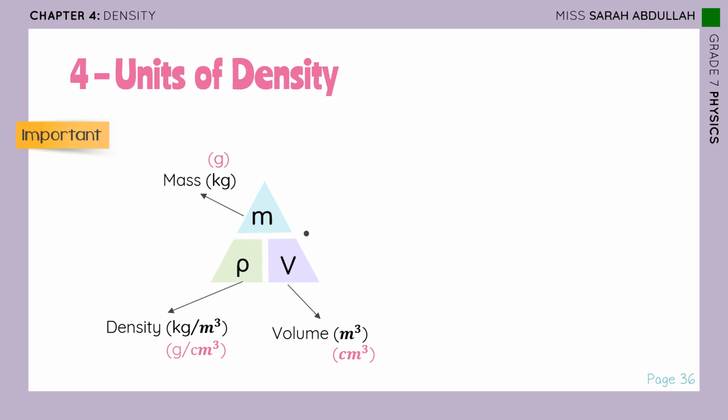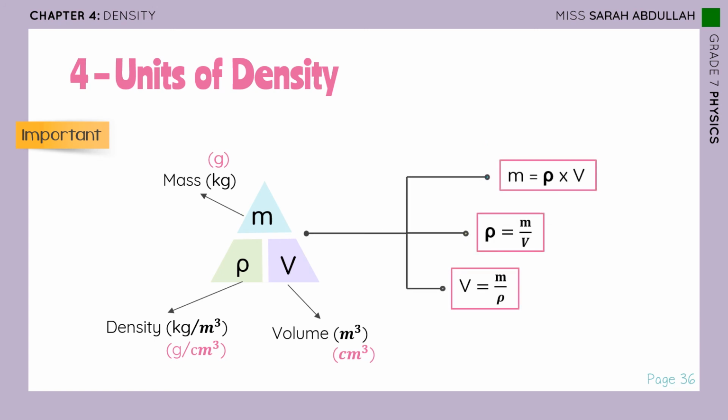Okay, this is another one. How about if I want to try to find the mass? It is at the top. Yes, it is simple. So mass is equal to density times the volume. Mass equals density times volume. Okay, so using this triangle, I can come up with three formulas. Okay, and I can use the three of them. It depends on what exactly I'm trying to find. If I want to find the mass, I can use this one. If I want to find the density, I can use that one. And if I want to find the volume, I will use the third one.